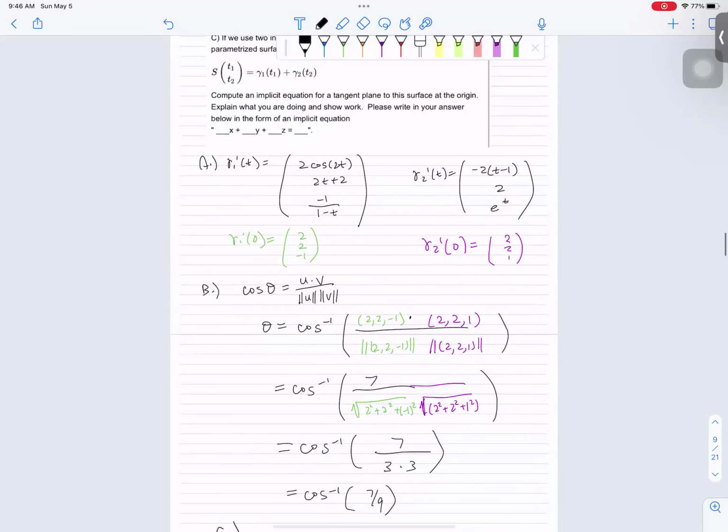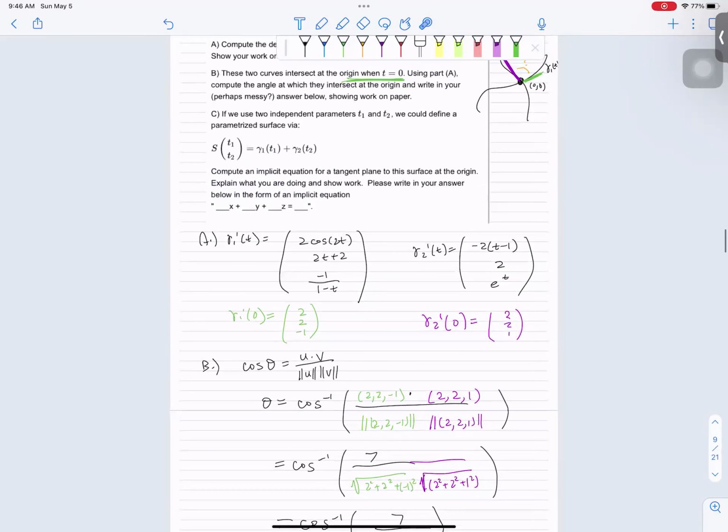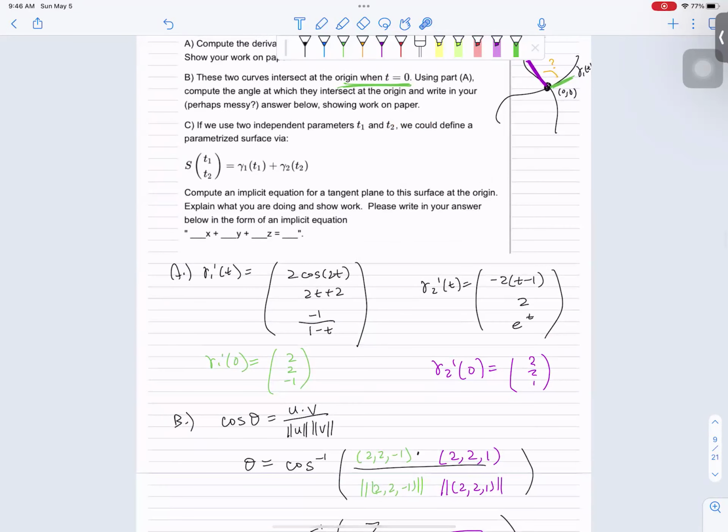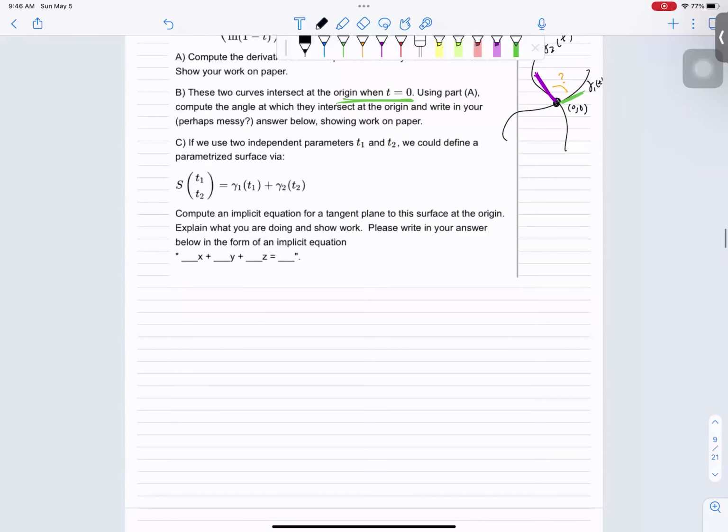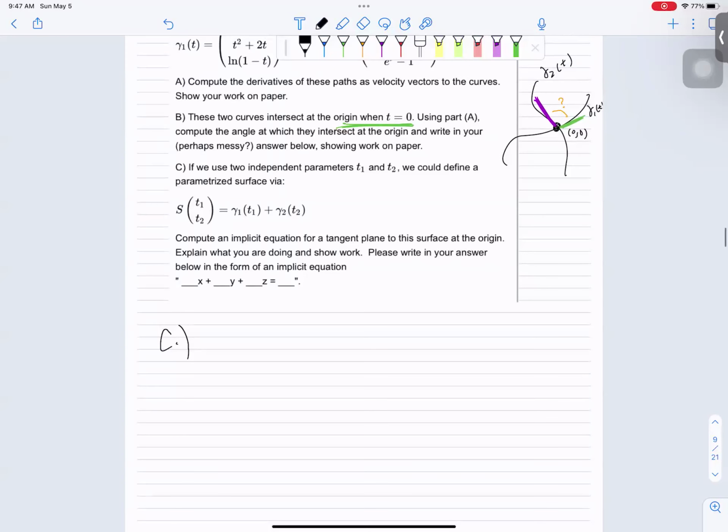Okay, and part C. If we use two independent parameters, t1 and t2, we could define a parametrized surface via this. Compute an implicit equation for a tangent plane to this surface at the origin. Okay, let me move this down so that we can see the problem. Part C. We have some surface, and my two curves.